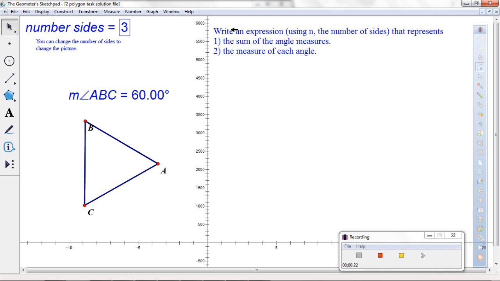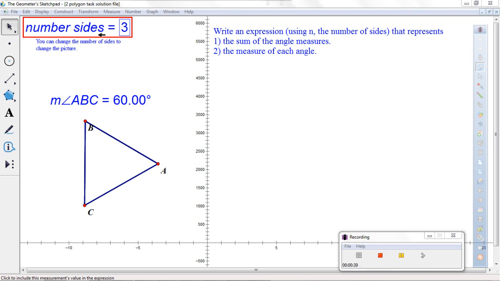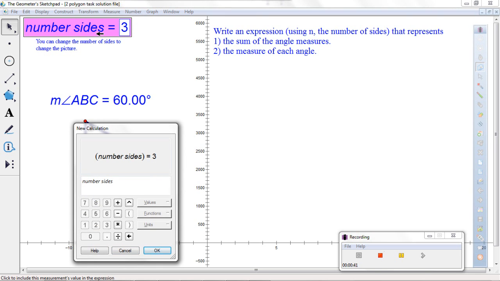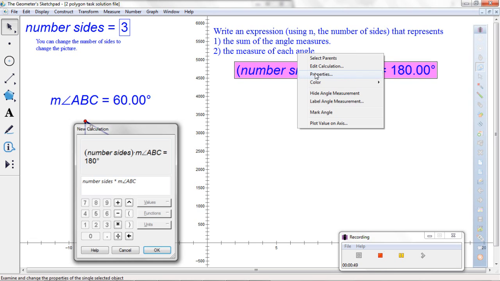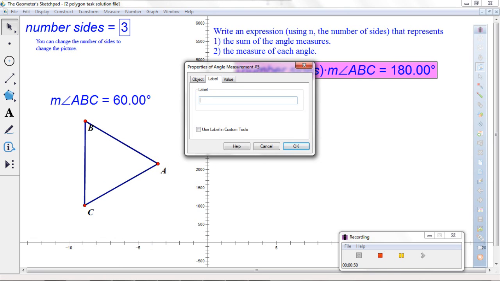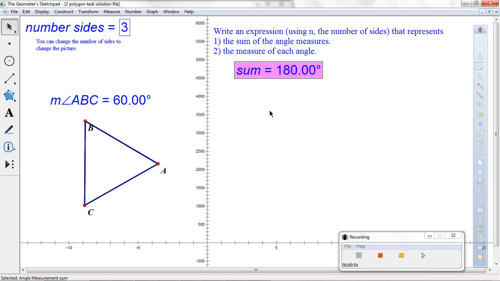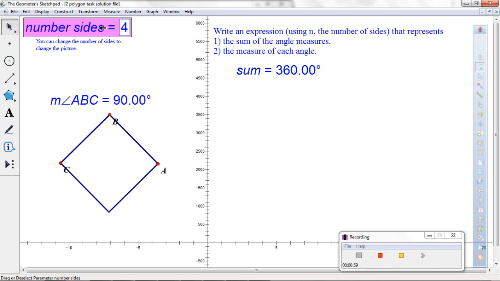Okay, so the first part of the problem is to write an expression using n, the number of sides, that represents the sum of the angle measures. Notice I have the angle measure here, but I don't have the sum, but that's easy to do because I can just calculate the number of sides times the angle measure, and now I have the sum. And for the sake of making it look nice, I can change the word to sum.